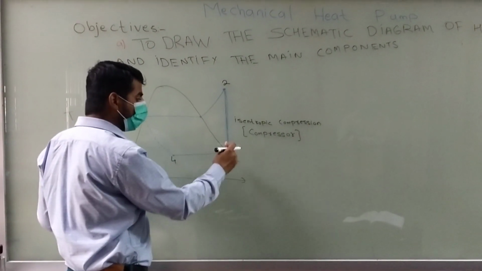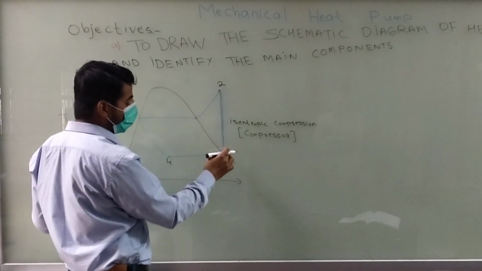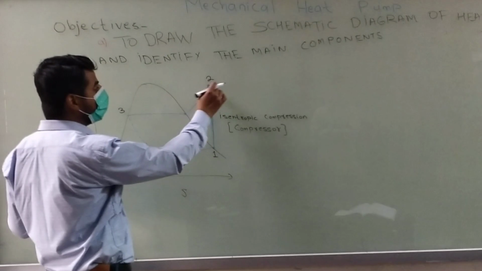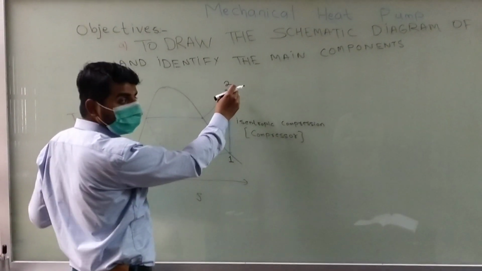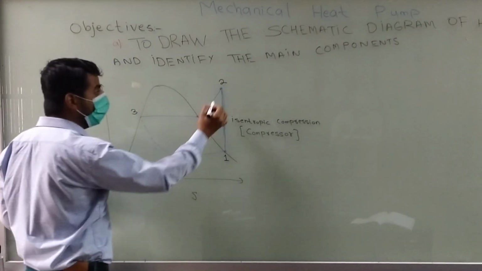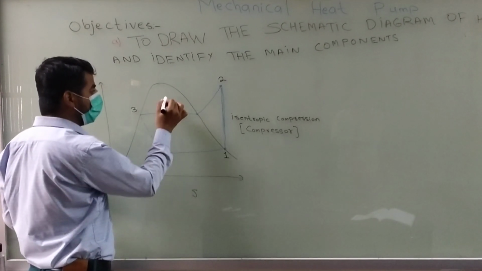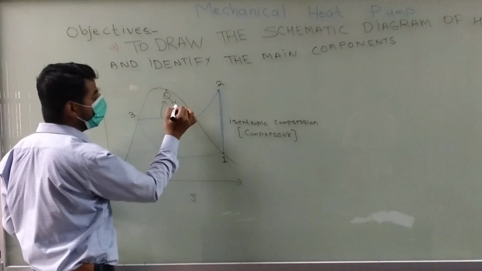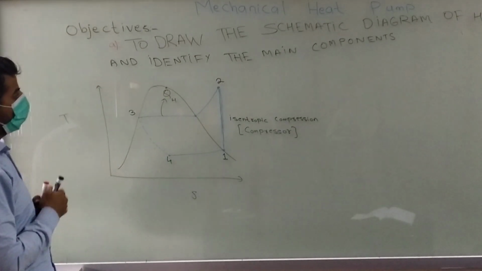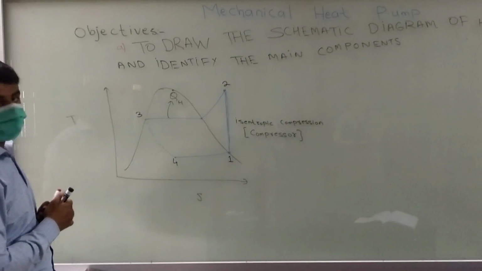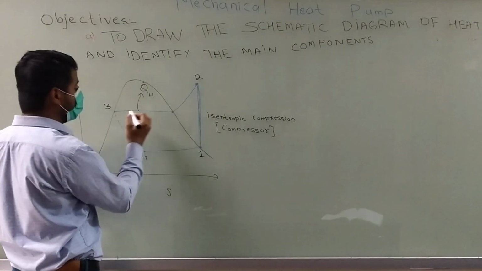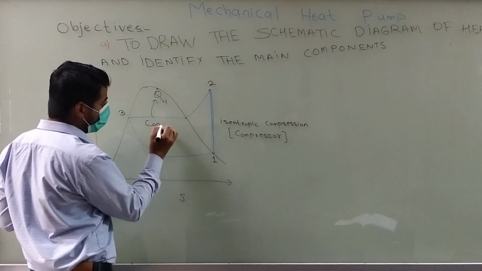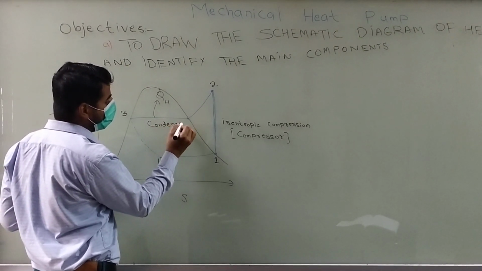The compressor supplies the energy to the refrigerant and the state changes from state 1 to state 2. Now at state 2, the refrigerant is at superheated state. So now process 2 to 3 is basically constant pressure heat rejection. Okay, this process 2 to 3 is basically constant pressure heat rejection. This process is carried out in condenser.